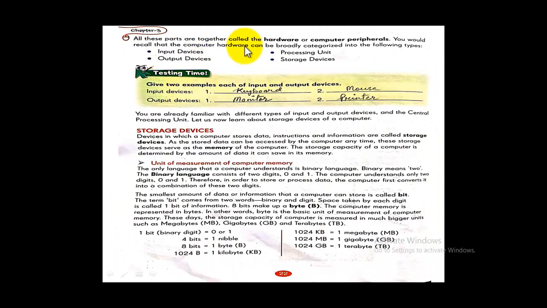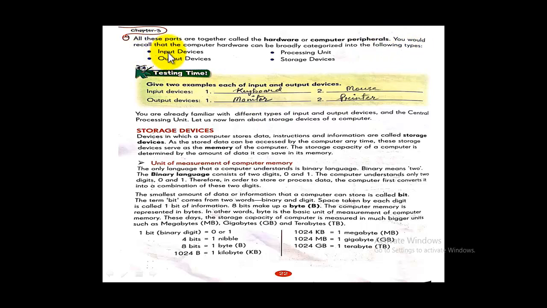Now all these parts are together called the hardware. Computer parts that we can touch are hardware, also called computer peripherals. Software is a set of programs, installed on the computer. The keyboard has a rectangular shape, the mouse has a shape too. These are called the hardware.